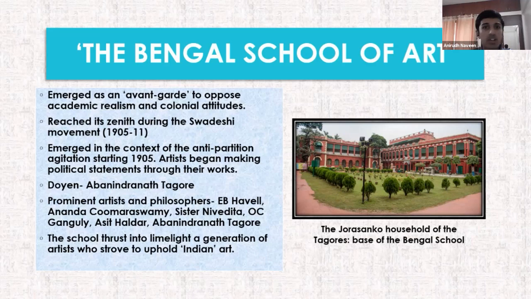These works have been referred to for this paper because these are the only extant English sources available for reference to this period. These are the artistic behemoths of this period who were writing extensively on an Indic concept of art, including E.B. Havell, Sister Nivedita, who played a terrific role, O.C. Gangoly, Asit Haldar, and Abanindranath Tagore himself. So the school thrust into the limelight a generation of artists who strove to uphold Indian art. The whole concept of Indian art vis-a-vis Western art is what they sought to bring about. The Jorasanko household of the Tagores was the base of this Bengal school. Next slide, please.